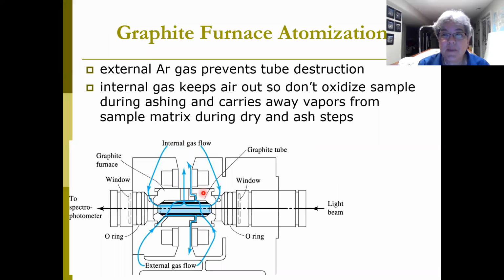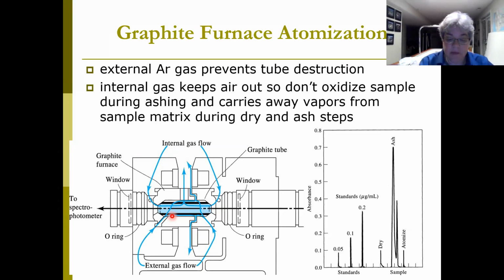It's also keeping oxygen from getting inside so that we don't get oxides that form. There is also some argon that flows around the outside of the tube. That's to keep the tube from burning up. Okay, when we get to 2,000 degrees, that's very hot. We don't want to destroy the tube. So the argon around the outside helps cool things.